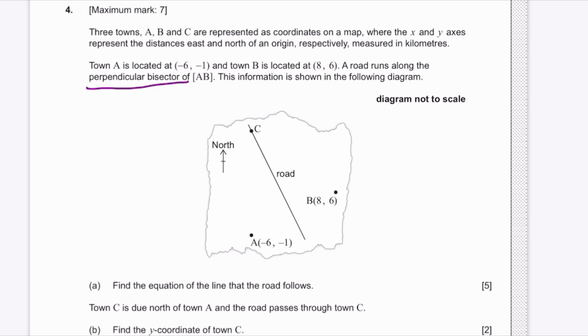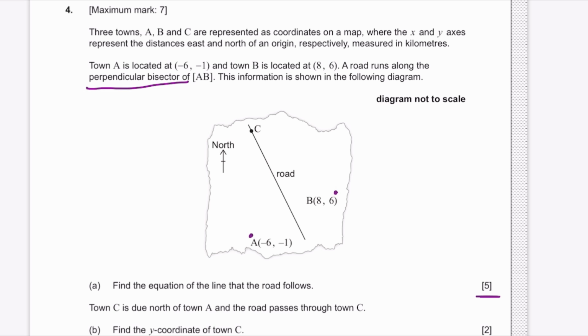It says for part A, find the equation of the line that the road follows. That is a 5-point question. So when you see a 5-point question, there's a lot of work involved in this question. Find the equation of the line that the road follows. Let's go back. Town A is located at -6, -1. Here's town A. Town B is located at 8, 6. A road runs along the perpendicular bisector of AB.